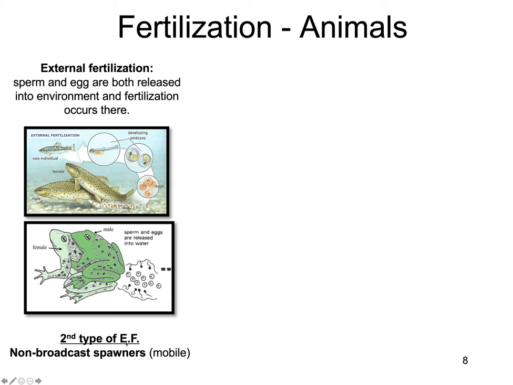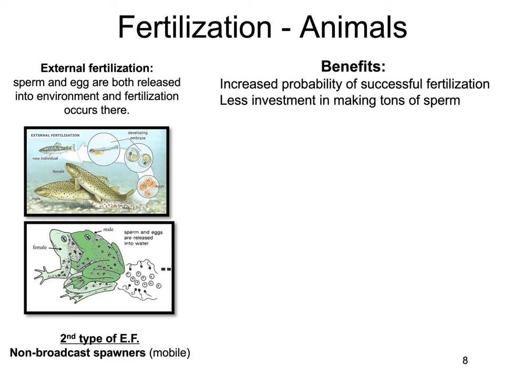So once again, this is called non-broadcast spawners because they're sort of putting their sperm and eggs in one spot instead of just shooting them out all over the place and hoping they find an egg or a sperm out there. And so the obvious benefits of this is that there's an increased probability of successful fertilization, and also there's way less investment in making tons of sperm. So you don't have to make as much sperm, you don't have to make as many eggs, you don't have to make as many gametes in general. You still want to make a lot, of course, but you don't need to make as many as you would if you're a broadcast spawner because you have a higher probability of them finding each other.